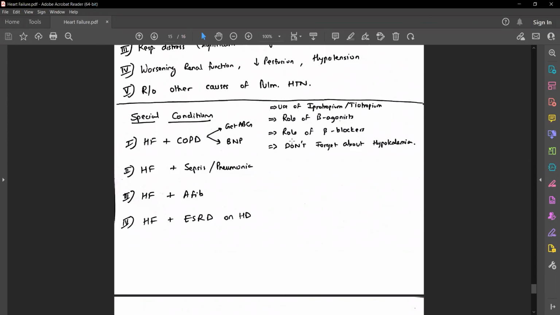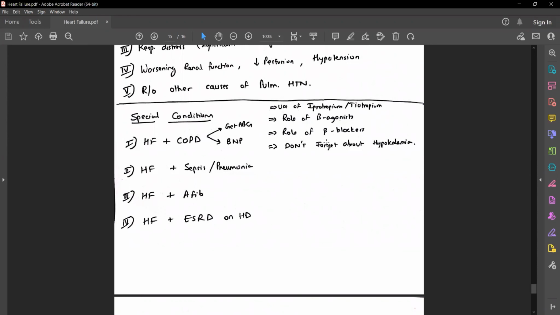In HFrEF, it causes mortality benefit, so you have to use a beta blocker. So you can use a cardioselective beta blocker like metoprolol succinate, because that has less chances of causing COPD exacerbation than something non-selective like, for example, carvedilol. But metoprolol succinate at high doses can also lead to bronchospasm. So that is something that you have to remember when you're admitting a patient.